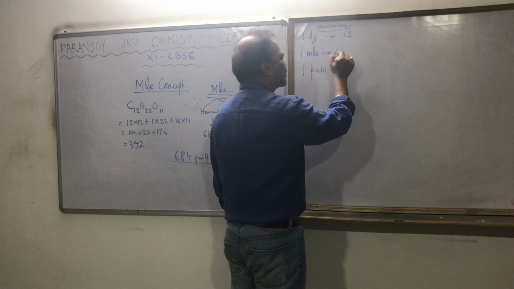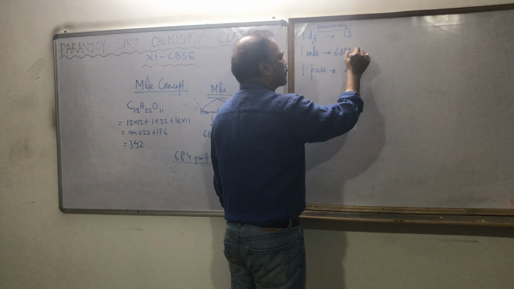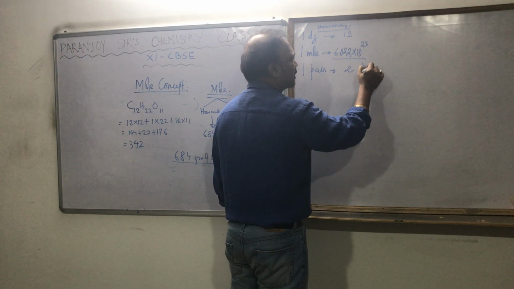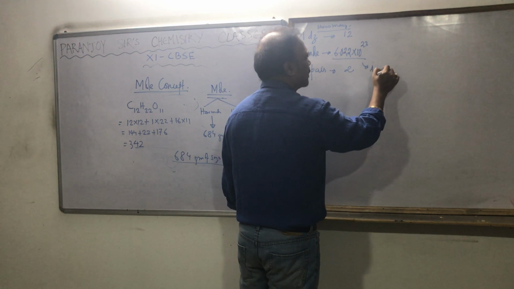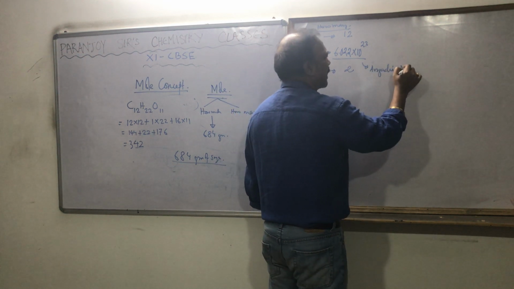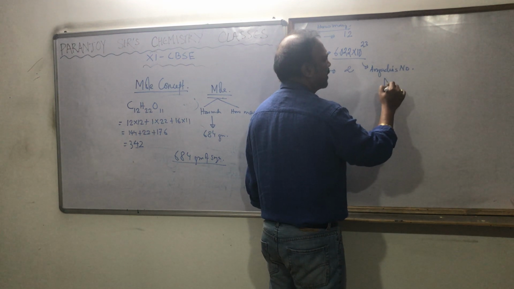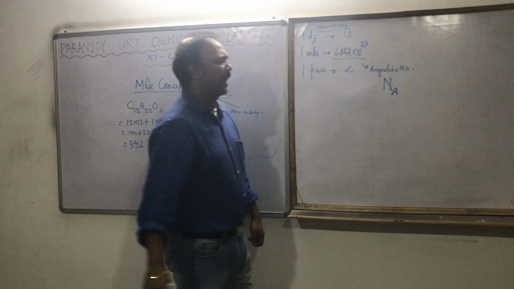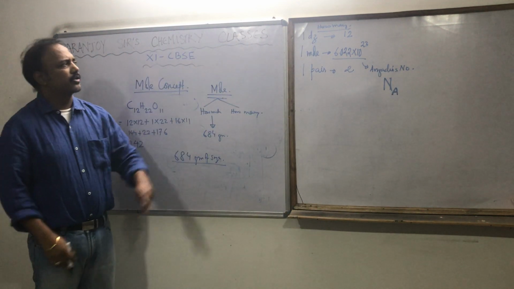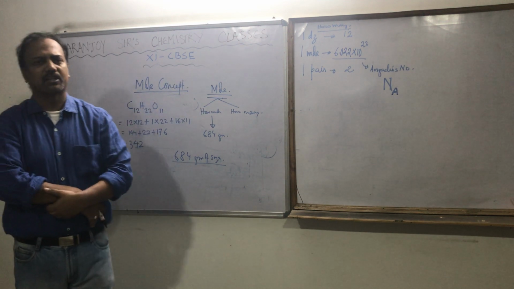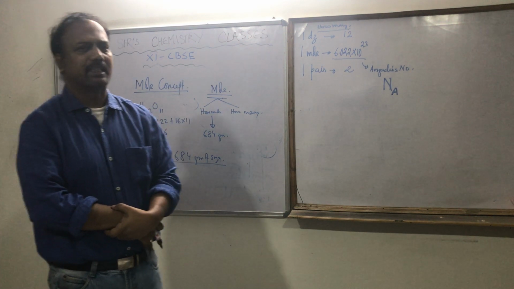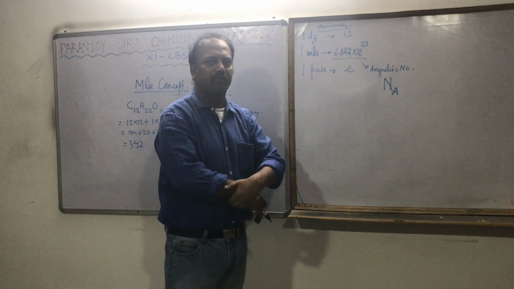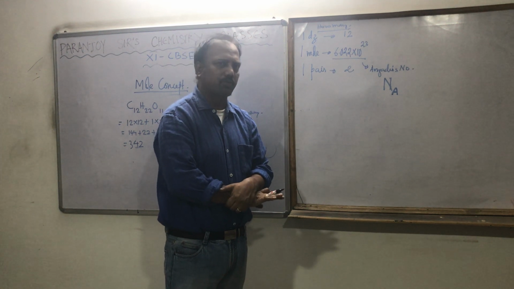means 6.022 into 10 to the power 23 of that thing. And this particular number is called Avogadro's number, and it is denoted by Na. N is number, A is Avogadro. So Na is equal to how much? So you understood now. 1 mole of any substance means 6.022 into 10 to the power 23 of that substance. There are no issues over here.